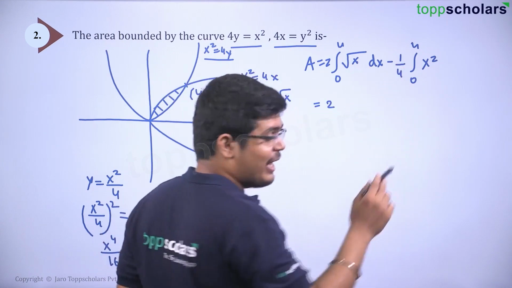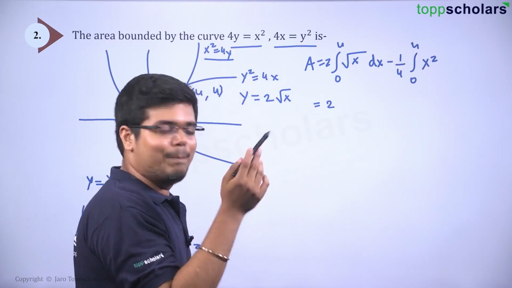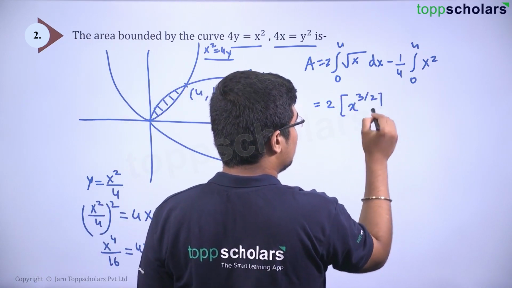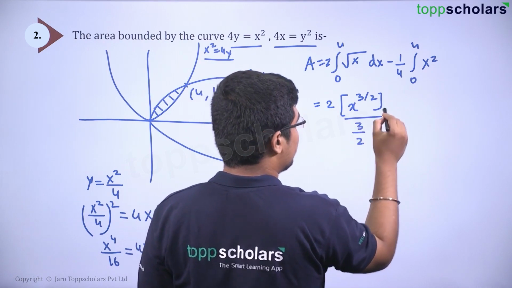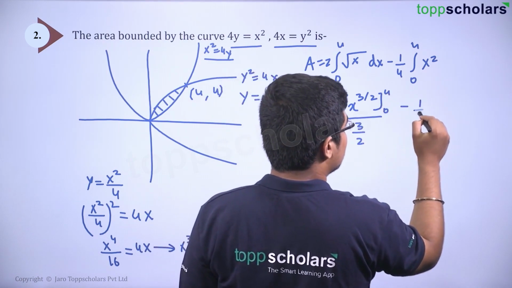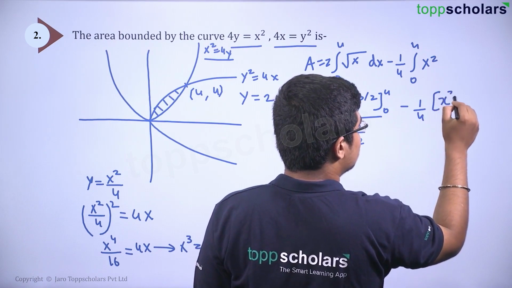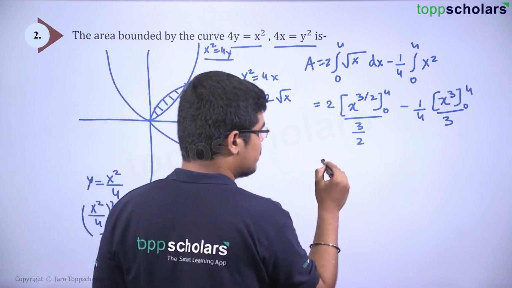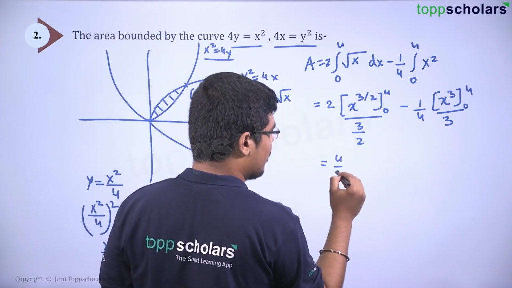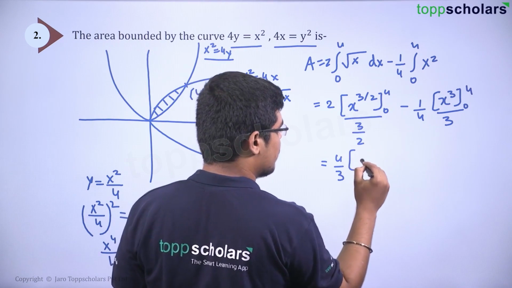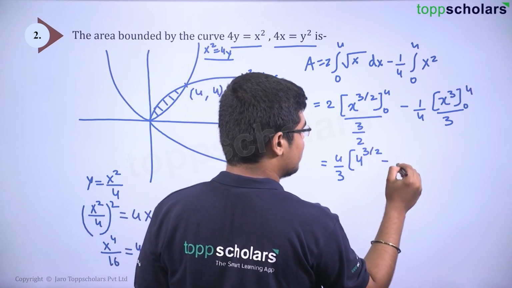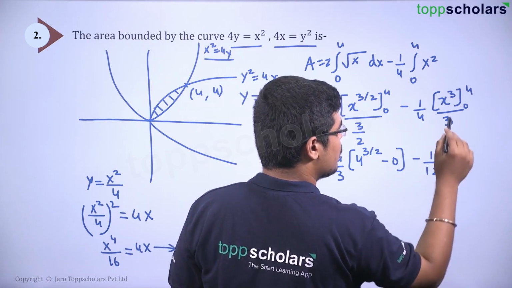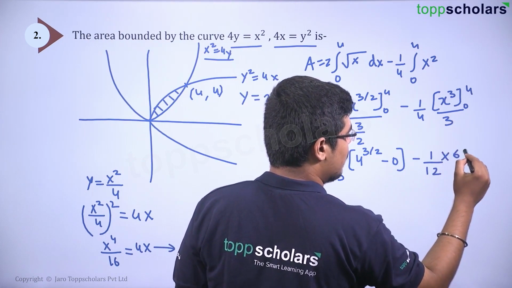Root x, students, is x to the power 1 by 2. So it will be plus 1 in the power and in denominator. So x raised to half plus 1 is 3 by 2 upon 3 by 2 from 0 to 4. We have minus 1 by 4, integration x square will be x cube upon 3 from 0 to 4. When we solve this, this 2 goes in the numerator. So we have 4 upon 3. Now here we substitute 4. So we have 4 raised to 3 by 2 minus 0 raised to anything is 0. This is 1 upon 4 into 3, which is 12. And students, this is 4 cube. So that will become 64.